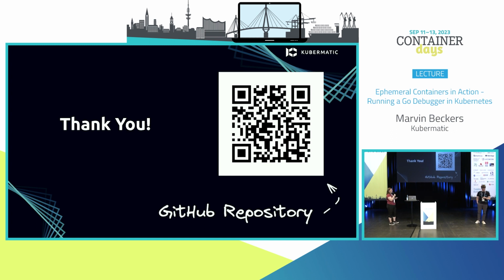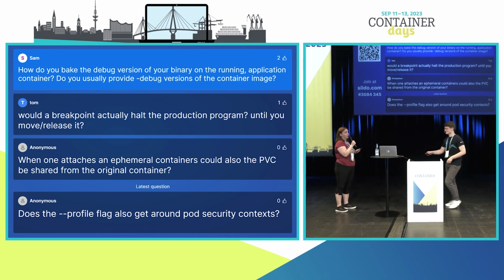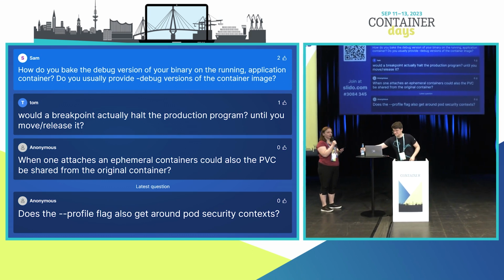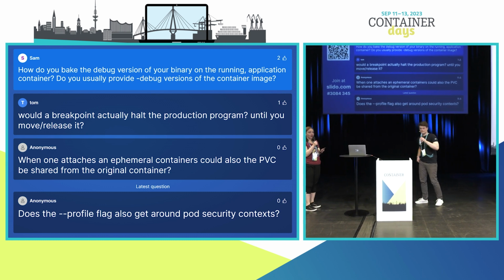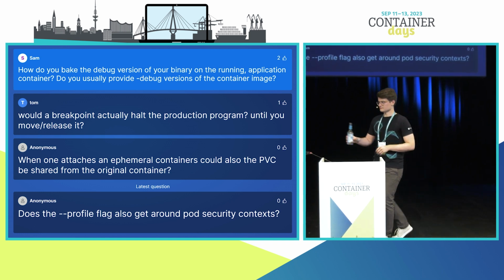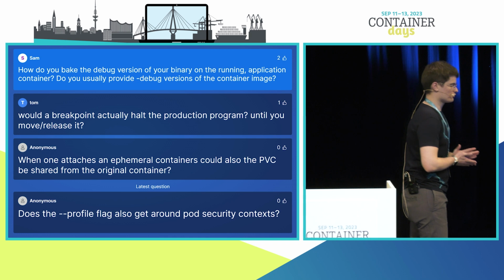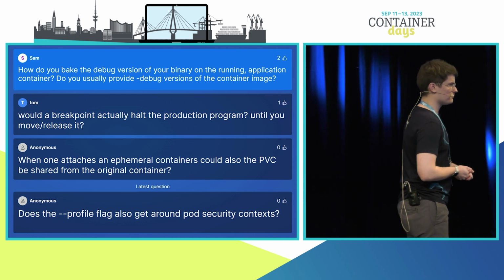It's really interesting to hear more about debugging, because in the Go community, we talk about profiling a lot, but not so much about debugging. So one of the questions that we have is, how do you bake the debug version of your binary into the running application container? Yeah, so I showed you the build flags.